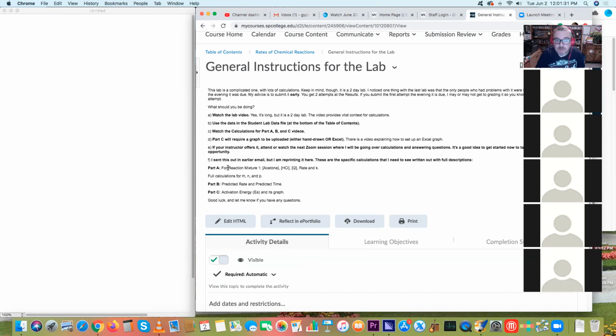So these are the things that you actually absolutely have to show as full calculations. It's just for reaction mixture 1: acetone, HCl, I2, rate, and K. Then the full calculations for M, N, and P. For part B, the predicted rate and predicted time. For part C, the activation energy and its graph. So those are the things that I must see. Everything else, you're welcome to show them, but you don't have to.